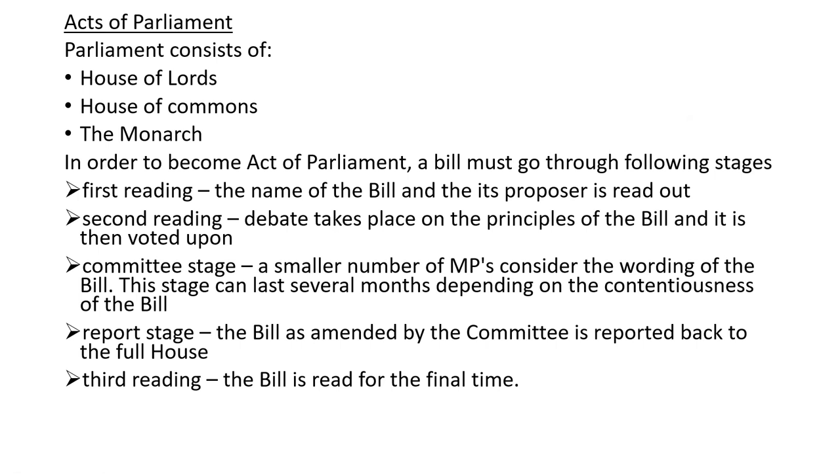So we were talking about the parliament. Parliament makes all the laws in the UK. Parliament is sovereign. It can make any law it wishes until and unless it is against the EU, European Union law. So talking about the Act of Parliament, Parliament consists of three houses: House of Lords, House of Commons, and the Monarch.